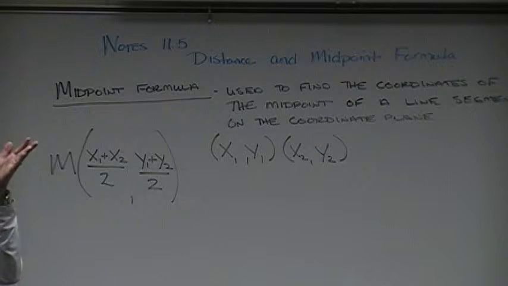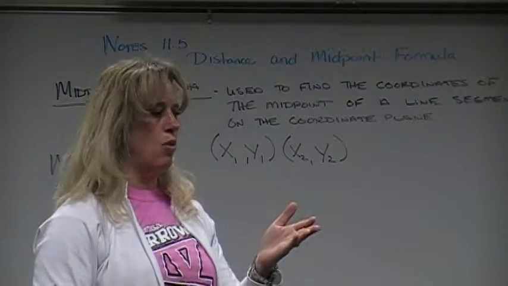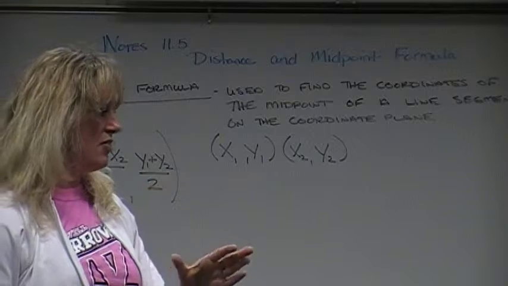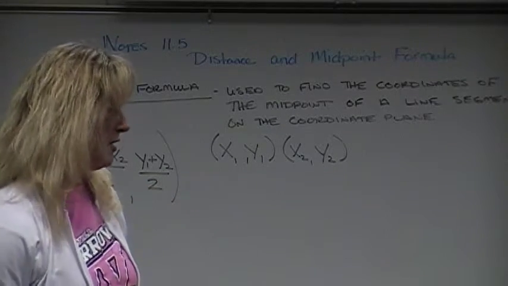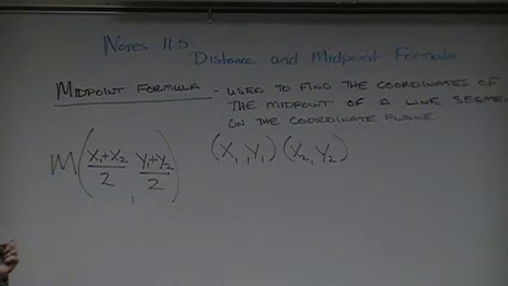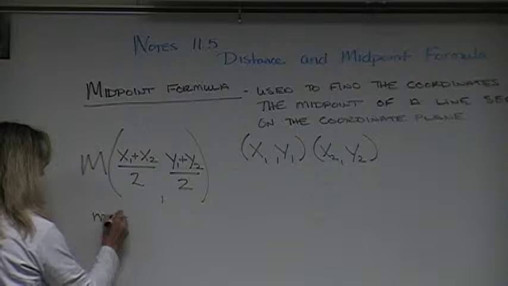Take the two x's, add them together, divide by 2. That's the x coordinate of my midpoint. To get the y coordinate of my midpoint, I add the two y's together, divide by 2. So the midpoint will always be an ordered pair. Let's put that down. The midpoint.